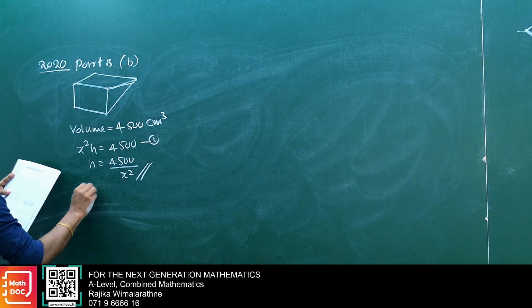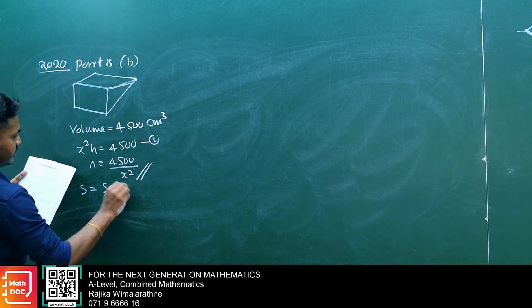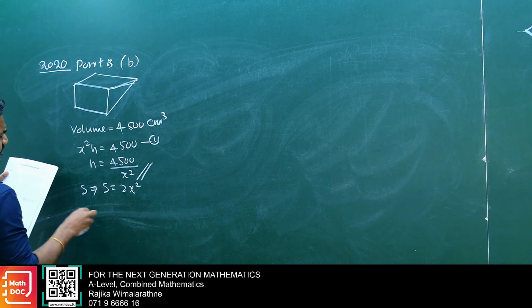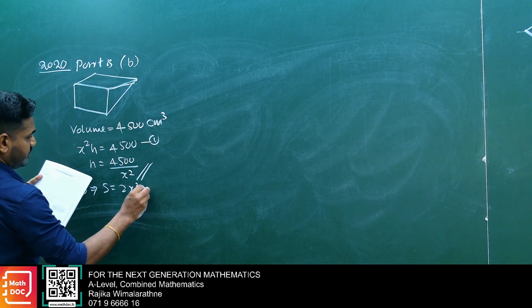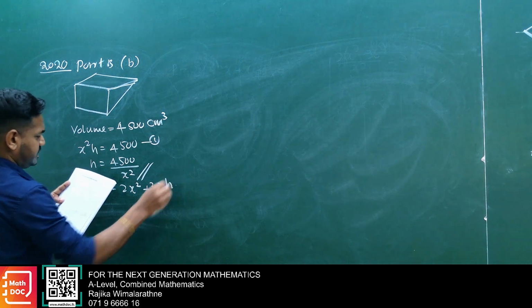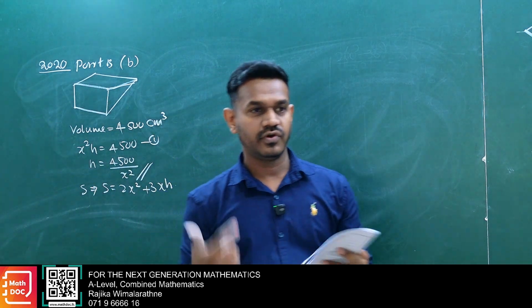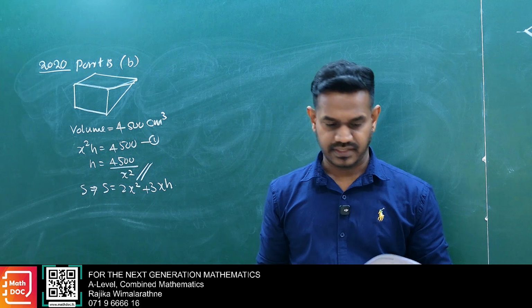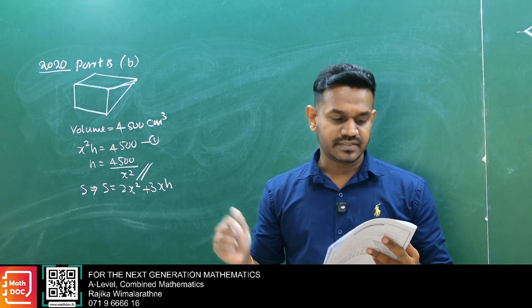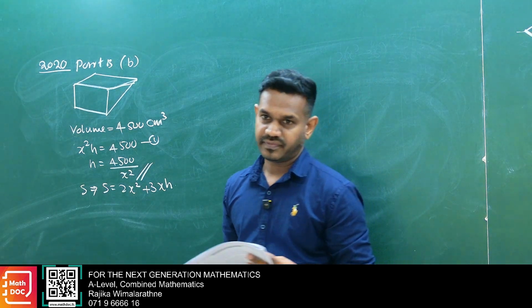Then the surface area is given: s equals 2x squared plus 3xh. The surface area is given, no need to find. Both are given. Show that s is minimum when x equals 15.